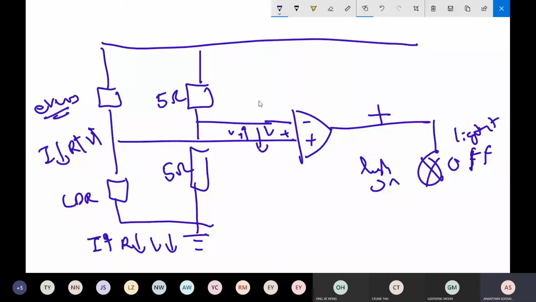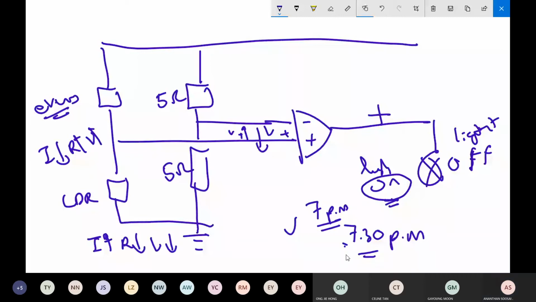The question now is, when the technician goes and fixes this circuit, the engineer found that the street light only switches on at around 7:30 p.m. Now the question is, the engineer wants the light to be on a little earlier, at 7 p.m. You don't want it to be 7:30.